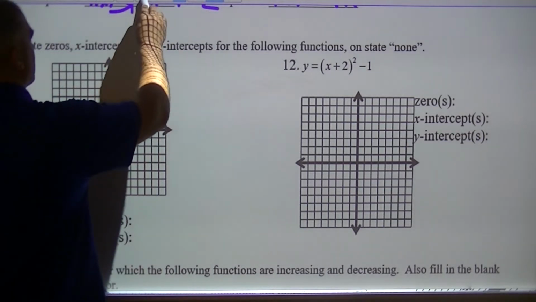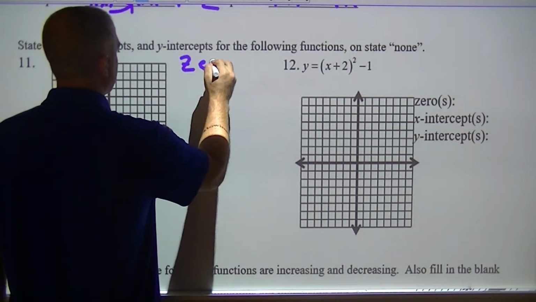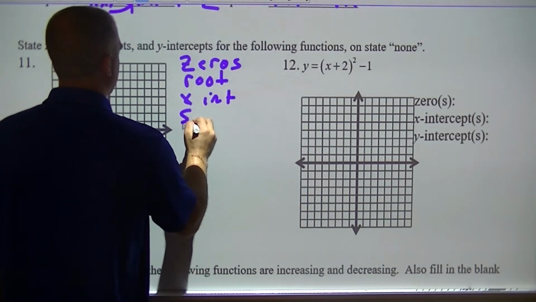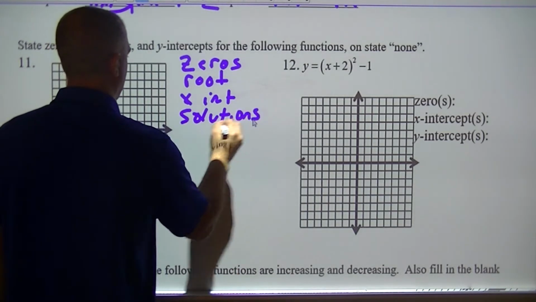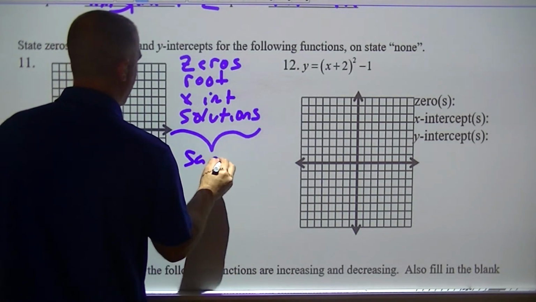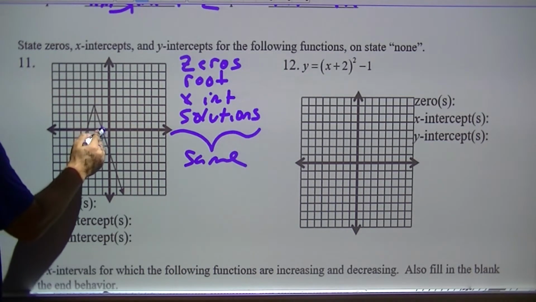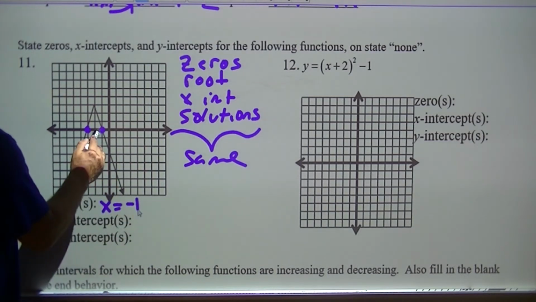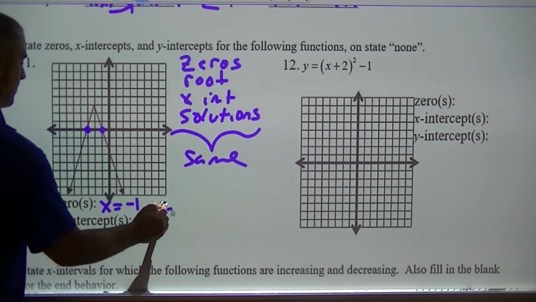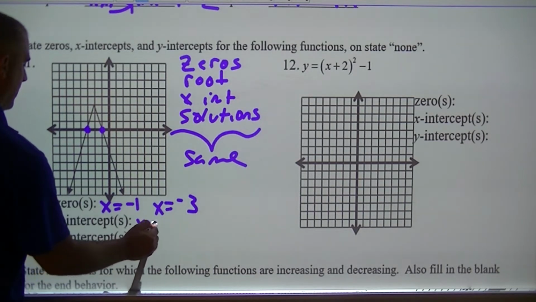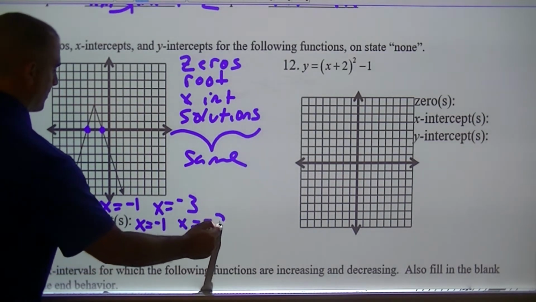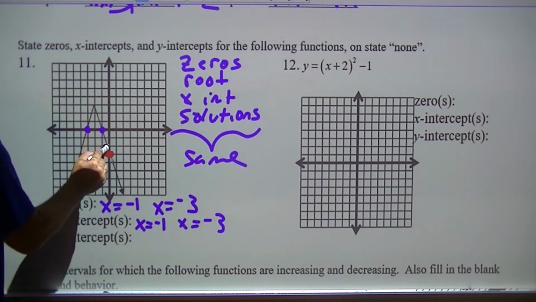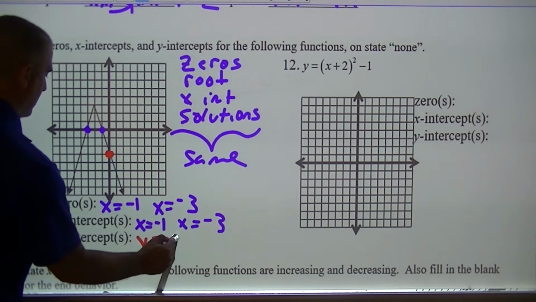All right, so the big thing to know is zeros, roots, x-intercepts, solutions are all the same thing. And the way you find those in a graph is where it crosses the x-axis. So it crosses at x equals -1 and -3. So you can write the same thing for x-intercepts for the same answer. The y-intercept is where it crosses on the y-axis, which would be right here, 1, 2, 3, and you write that as a y equals.